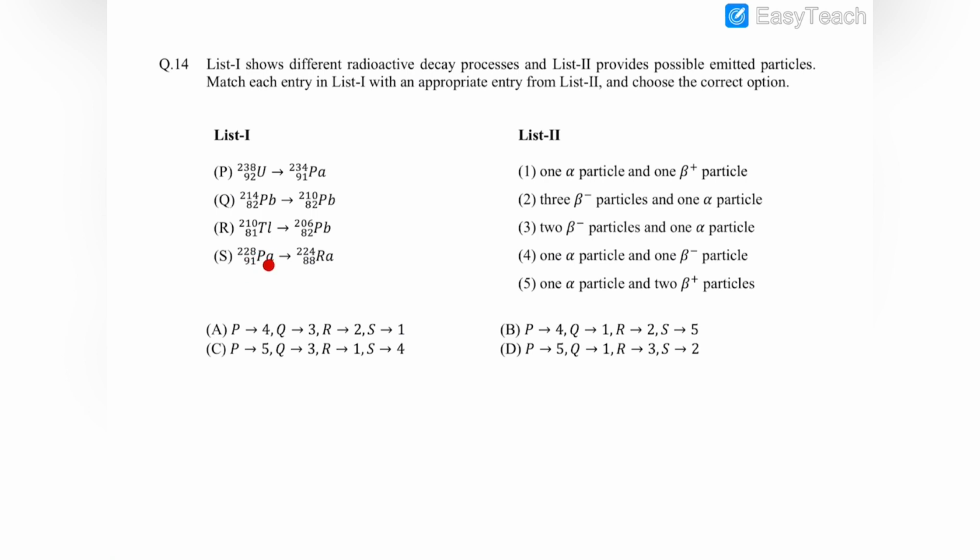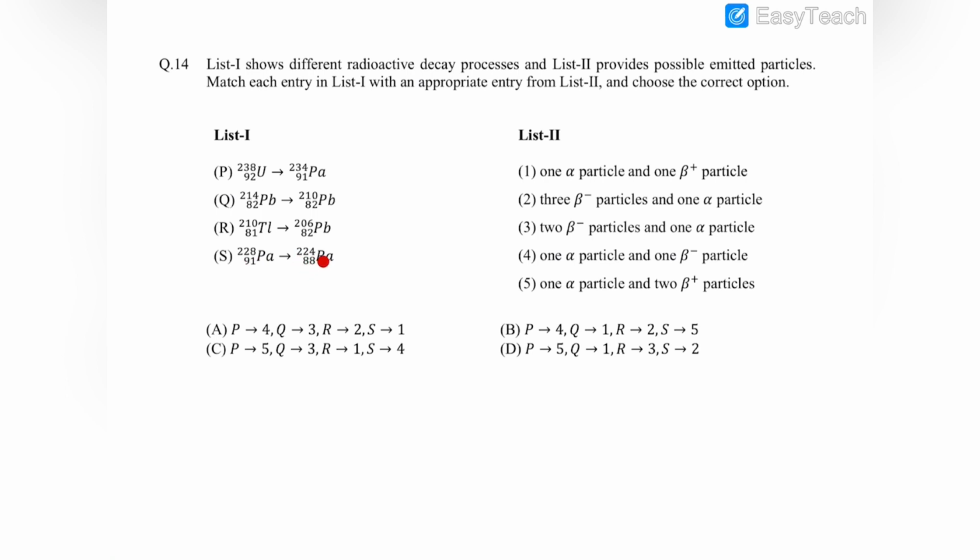So you can see that this is 91 and this is 88. And this is 228 and 224. So mass number only changes due to the alpha decay, and you can see that the change in mass number is 4. So one alpha particle would be emitted, and due to emission of one alpha particle, the atomic number decreases by 2, so it should be 89.